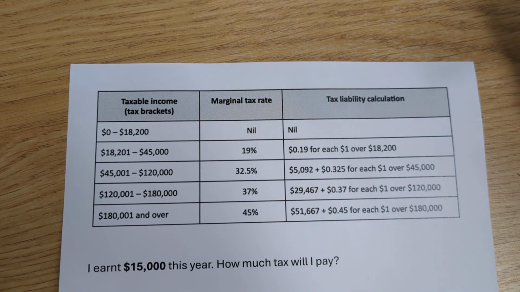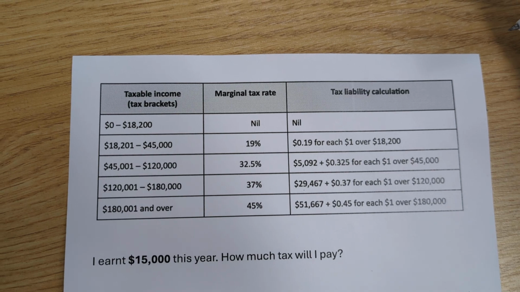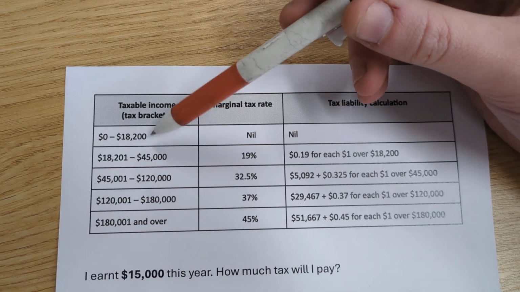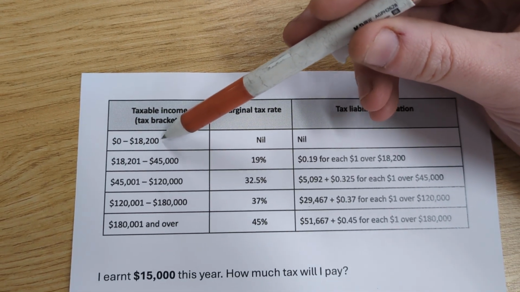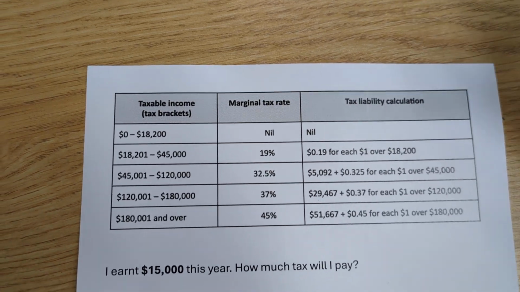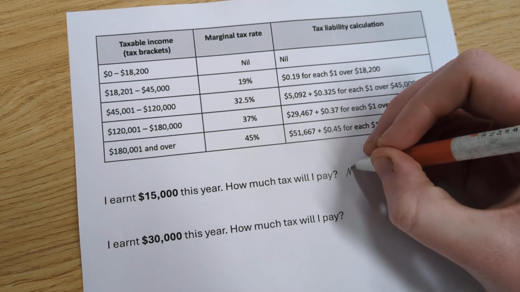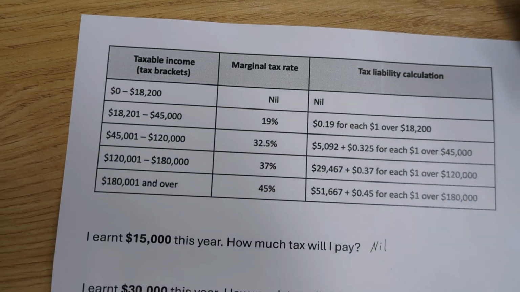So let's look at the first one. I earned $15,000 this year. How much tax will I pay? Well, which tax bracket are we in? Oh, we're in this one. 15,000 lives between 18,200 and 0. Oh, we don't have to pay any tax. Nil just means 0. So we're going to write nil. So if I earn 15 grand in a year, I don't have to pay any tax.